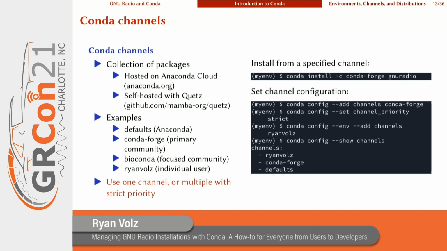It's generally recommended to use only one channel, or if you want to use multiple channels, set them with a strict priority so that you're not mixing and matching packages that might conflict. So you can install from a specified channel with your conda install command by passing the -c flag and then the channel name. And it's also possible to set the default channels for a particular overall conda install or for a particular environment by modifying your conda configuration and adding the appropriate settings.